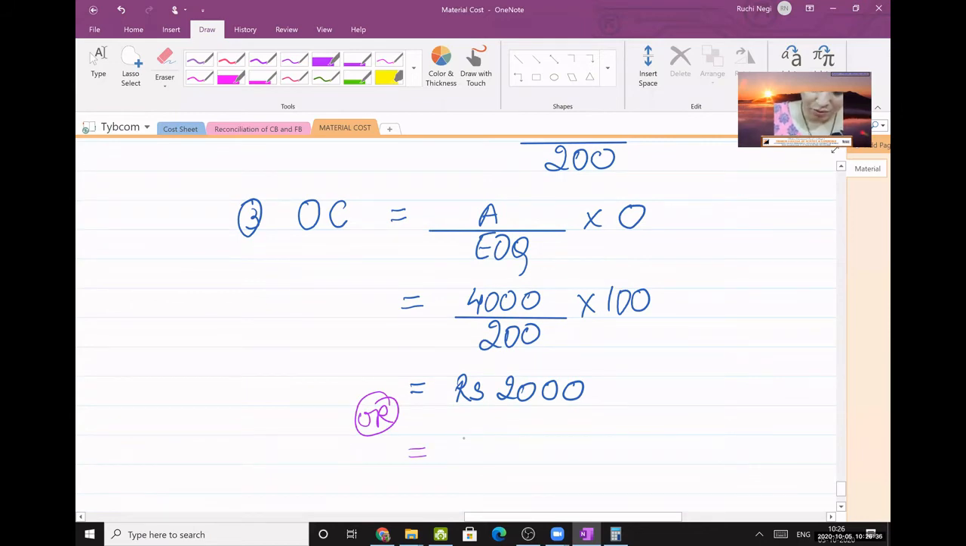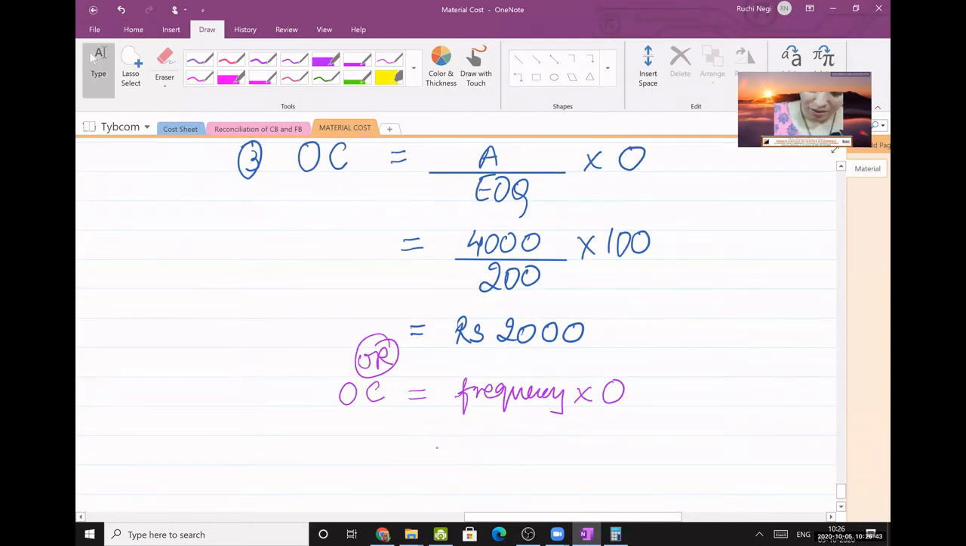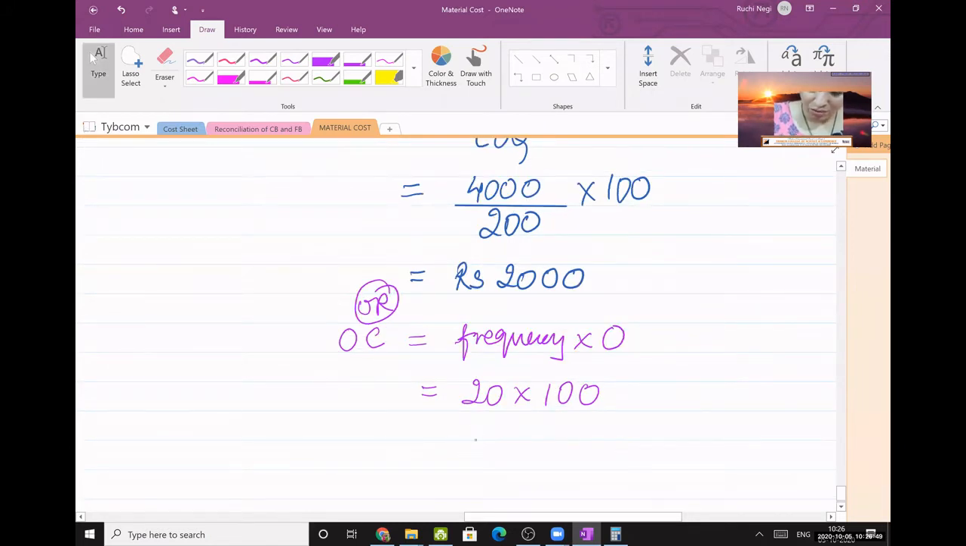C is equal to frequency multiplied with O. Frequency is how much? 20 times. Into O is how much? 100. So the answer is how much? 2,000.